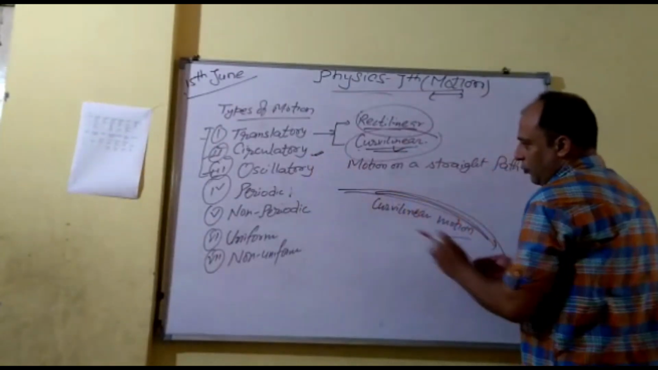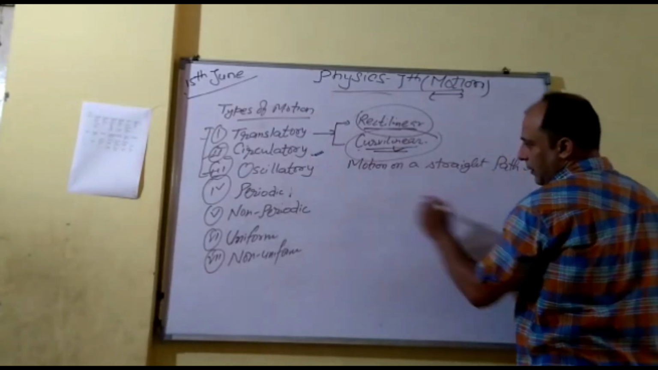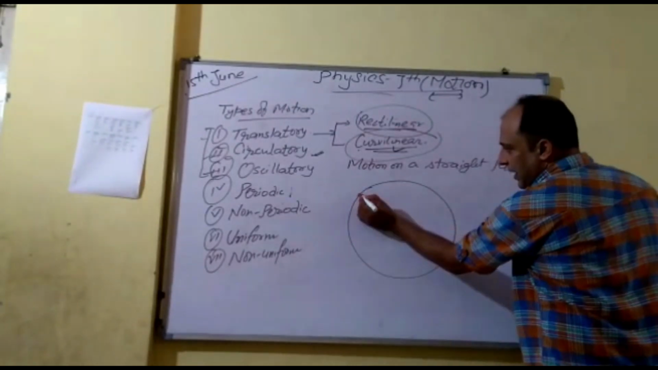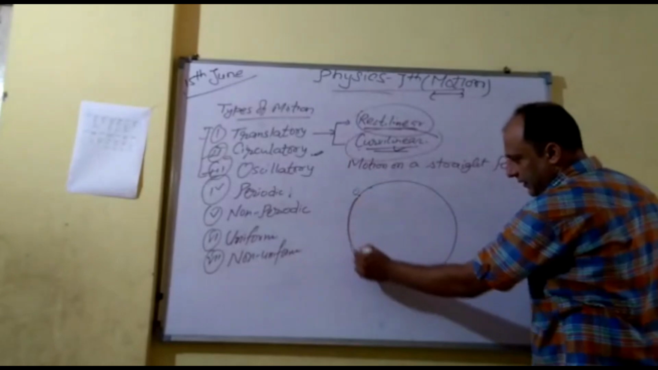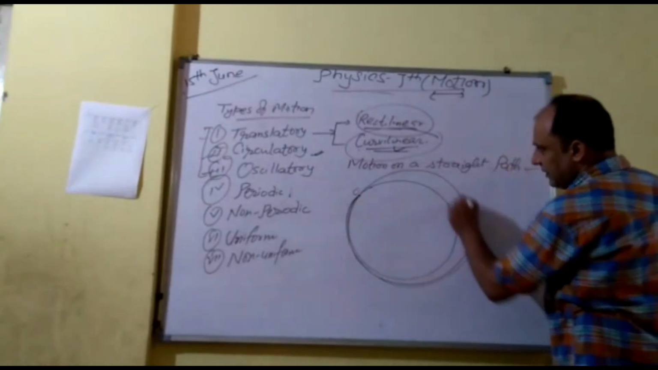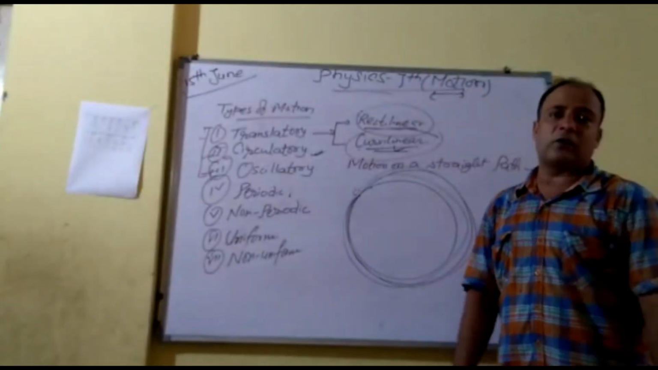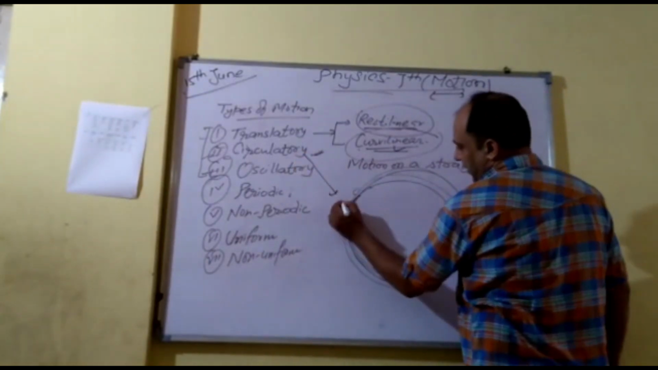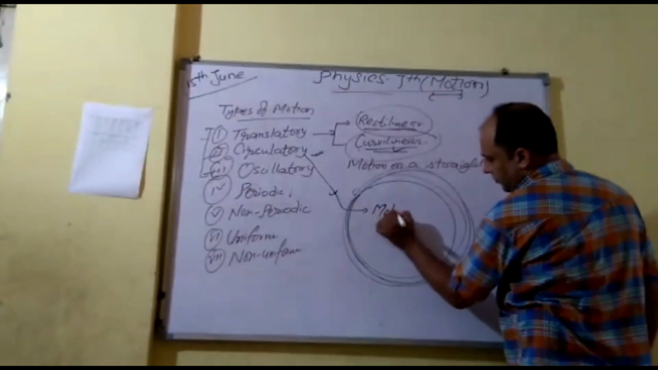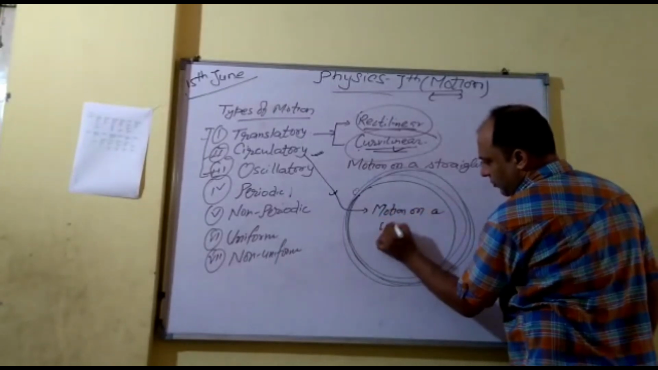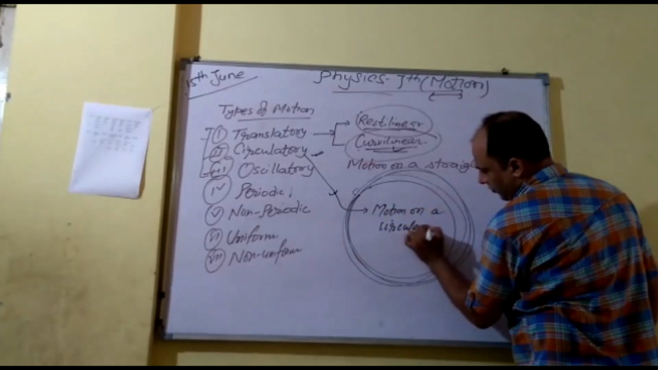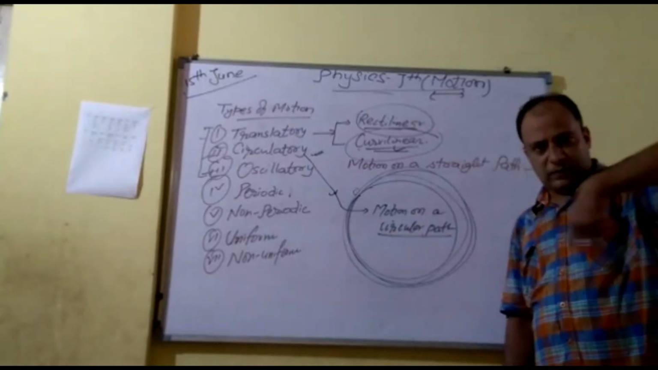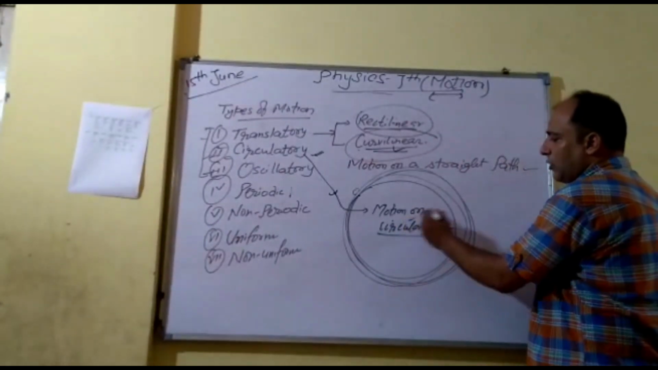Now I will talk about the circulatory motion, meaning circular motion also you can say. Suppose there is a round park. You start cycling from point O here and you complete a round like this. So this type of motion is called circular motion. What is the meaning of circular motion? Motion on a circular path, or instead of circular path you can say motion on a round path. That is called circular motion.